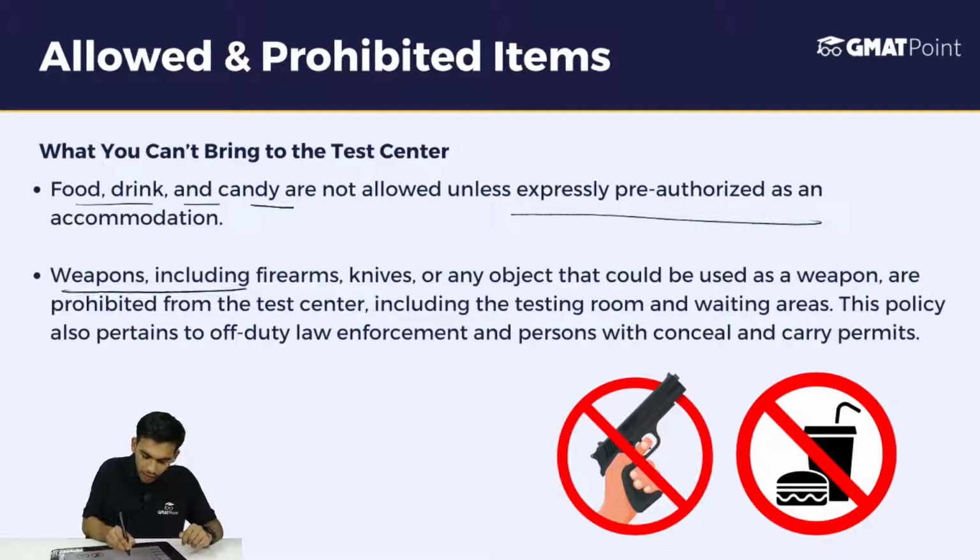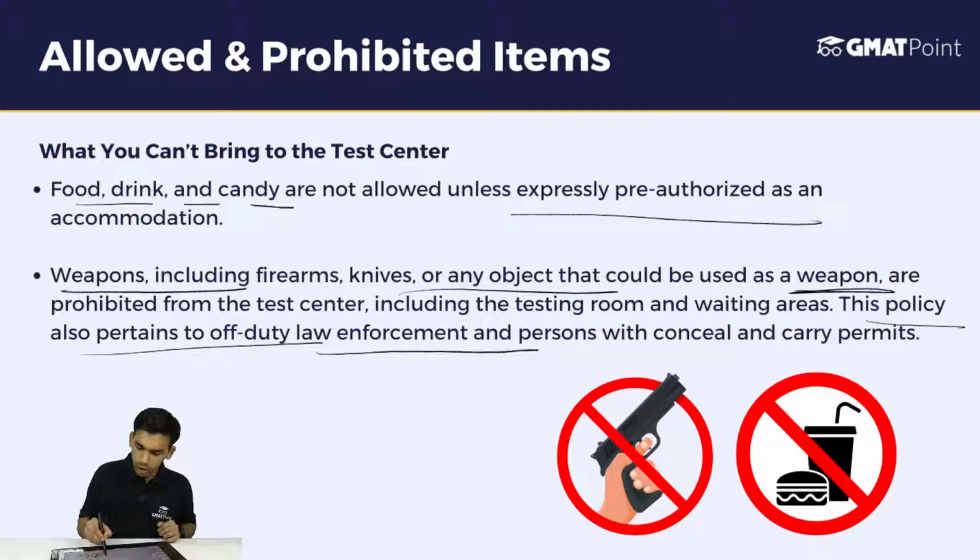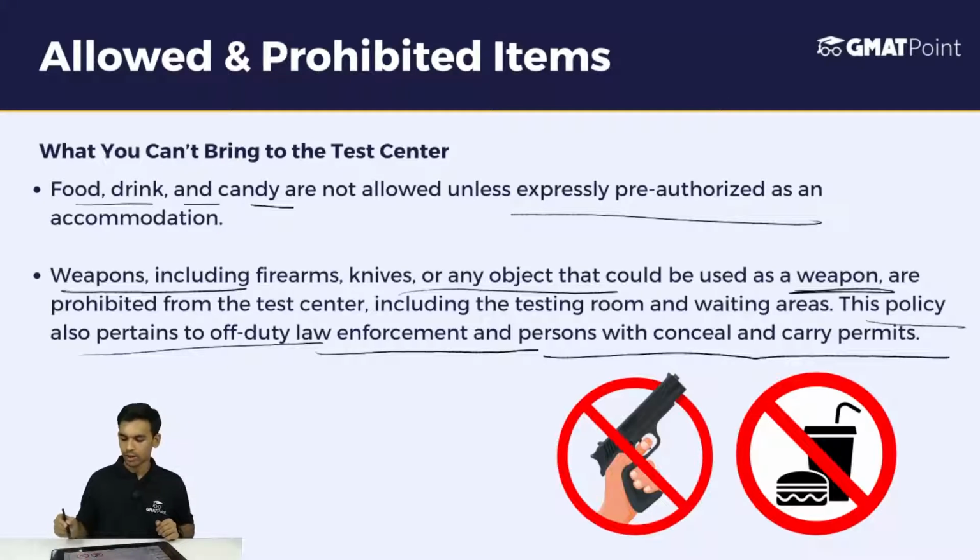Then you cannot have any weapons, including firearms, knives, or any object that could be used as a weapon in the exam hall, because these are prohibited from the test center, which is very natural to understand. This is done so that you have a safe environment, right? This policy also pertains to off-duty law enforcement and persons with concealed carry permits. So even if you are from law enforcement, you should not bring any firearms into the exam hall, because these are prohibited from the test center, including the testing room and also the waiting areas. So make sure that you don't have any kind of weapons with you while taking the GMAT exam.